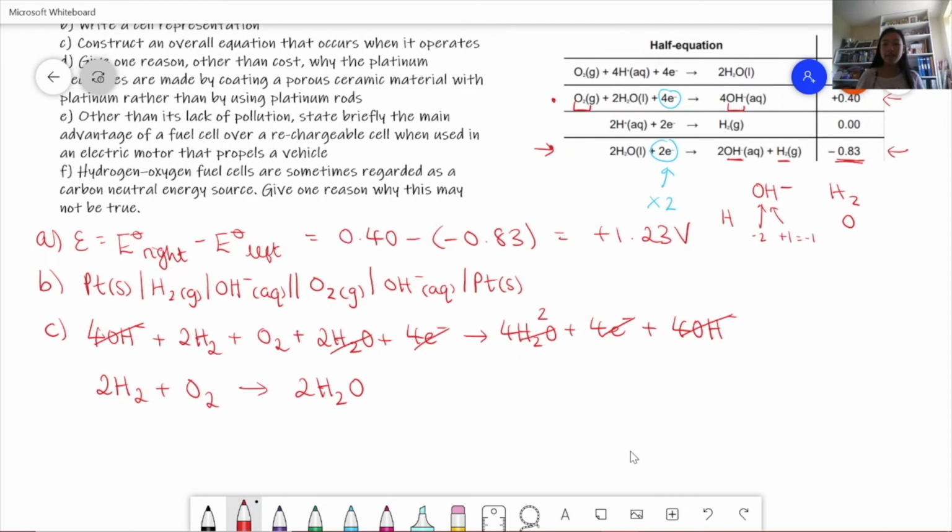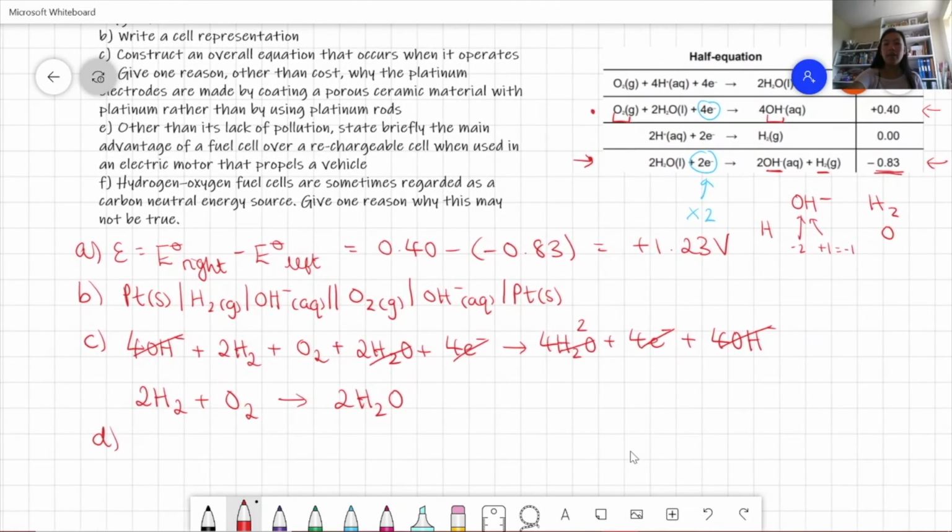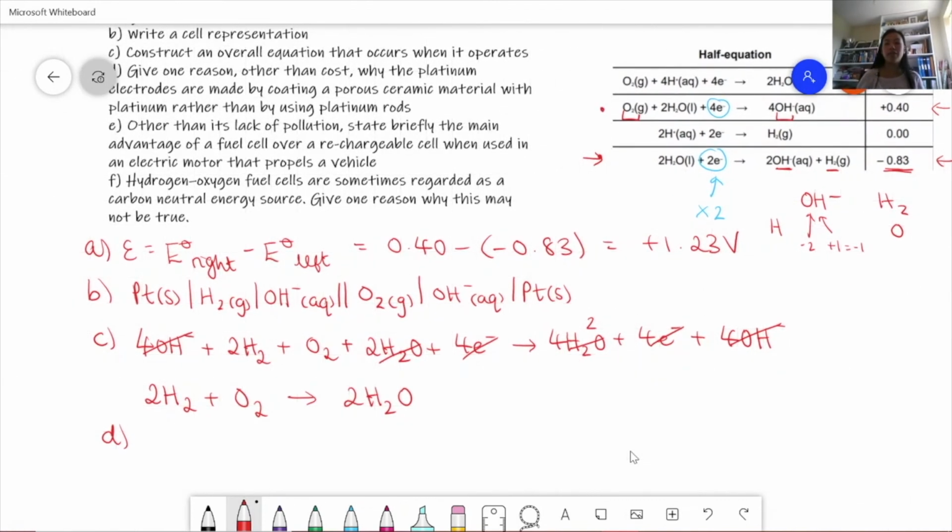And then for D, give one reason other than cost why the platinum electrodes are made by coating a porous ceramic material with platinum rather than by using platinum rods. And that's because the surface area is increased greatly, so it happens a lot quicker. So increase the surface area, so we have faster reactions.